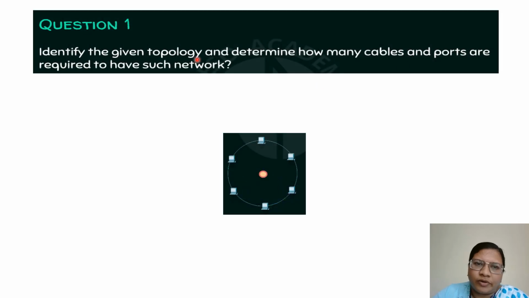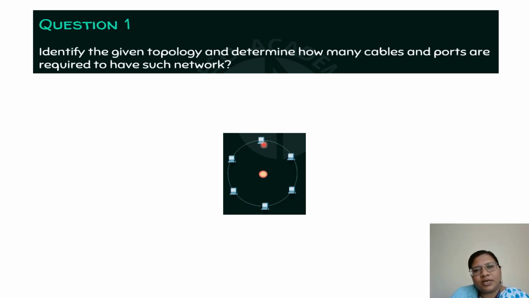So here, identify the given topology and determine how many cables and ports are required. So here you can see, what is this? This is the ring topology. If you identify the given topology, what is this topology? This is a ring topology. How many cables and ports are required for such a network?